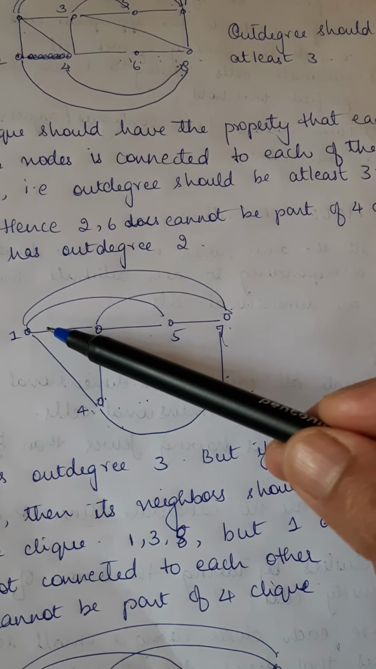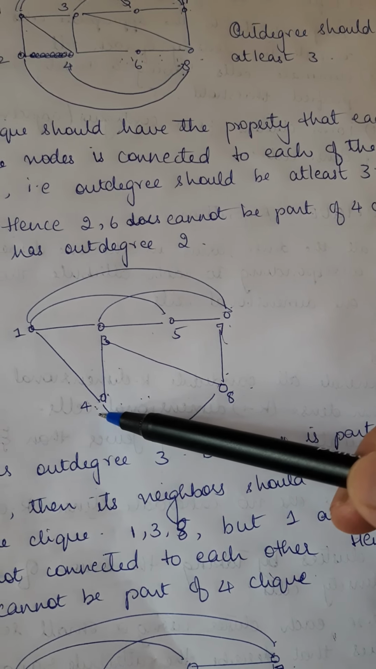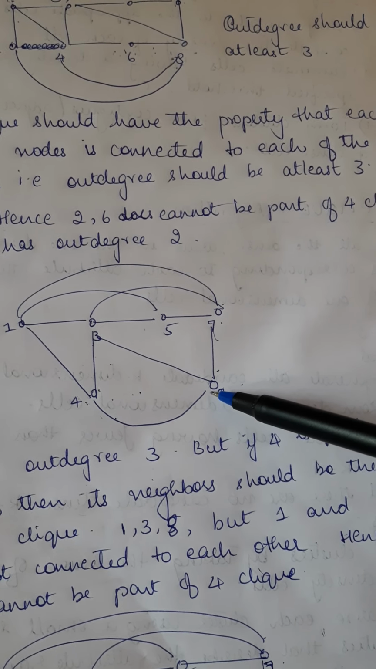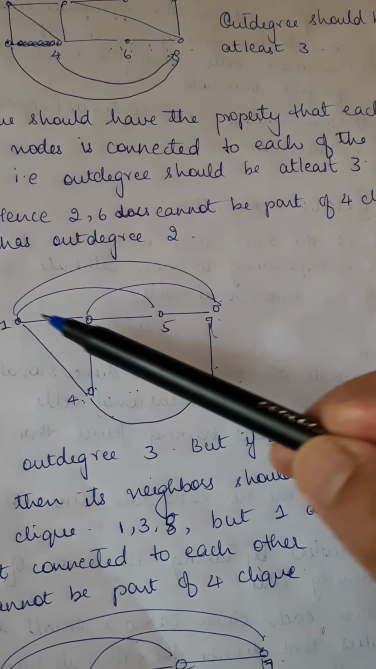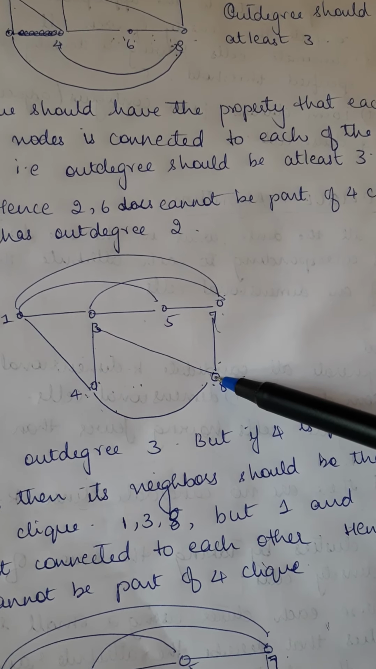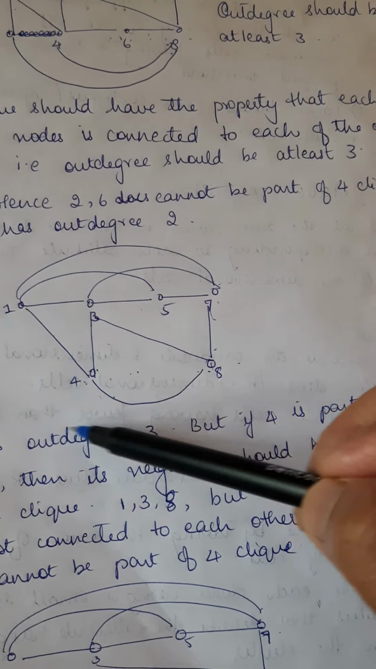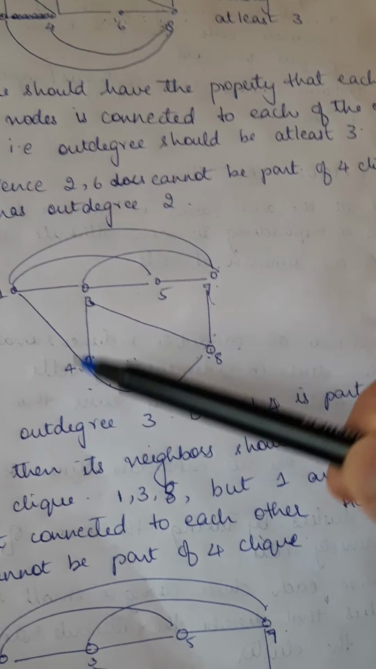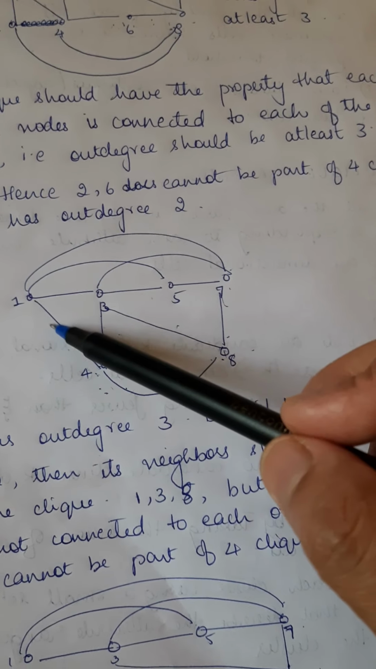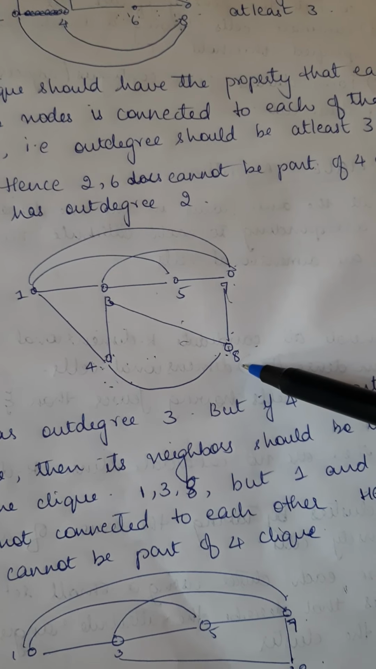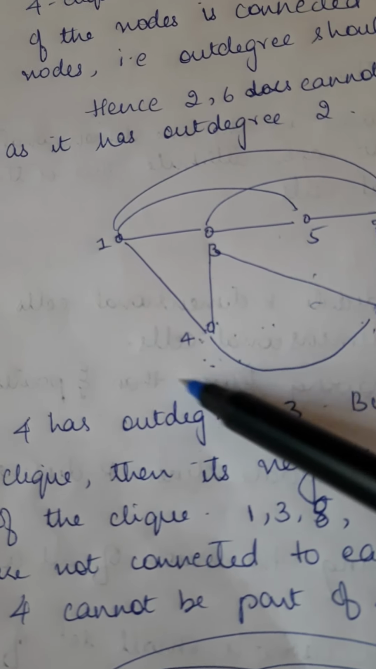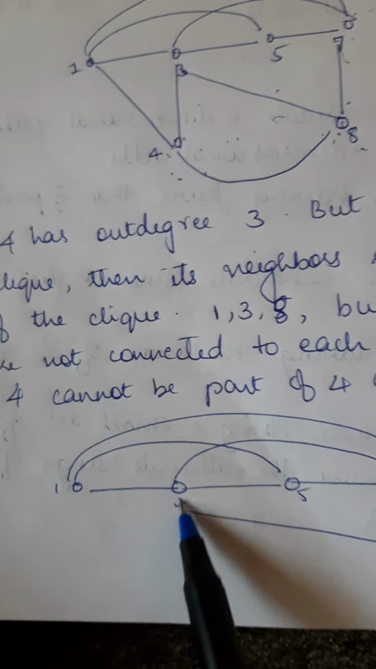So what are the neighbors here? 1, 3 and 8 are the neighbors of 4. Correct? Now, 1 cannot be connected to 8. 1 is connected to 3, 3 is connected to 8, but from 1 to 8, do we have a connection? No. That means 4 cannot be part of the clique. Because if it is part of the clique, then its neighbors should be connected to one another. Since 1 cannot be connected to 8, I cannot have 4 as part of the clique. So I remove 4 also from here.